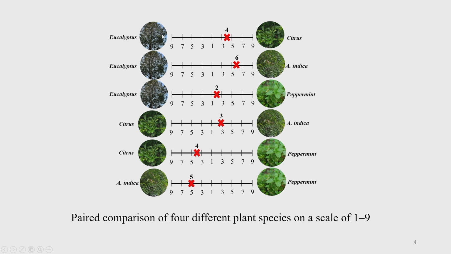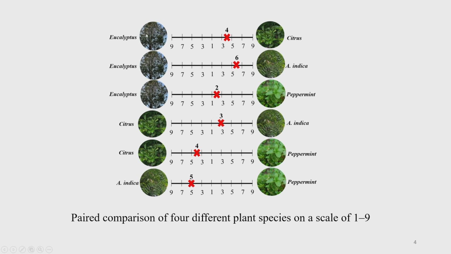We have studied that people use eucalyptus leaves, citrus tree, Azadirachta indica, peppermint, and so on. So there are 4 different plant species, and you want to compare how one alternative is better than the other. So we are making a paired comparison. We are having peppermint, we are having A. indica, and so on. We do this in the analytical hierarchy method.